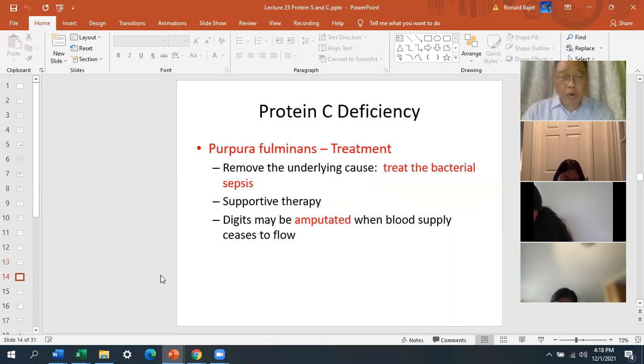The treatment for purpura fulminans is to remove the underlying cause. For example, if you're septic and you have bacterial sepsis, then you have to treat the infection. Supportive therapy, and in drastic cases, your digits may be amputated when the blood supply ceases to flow.